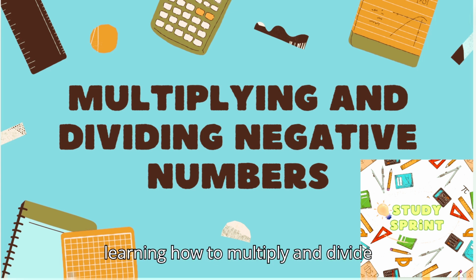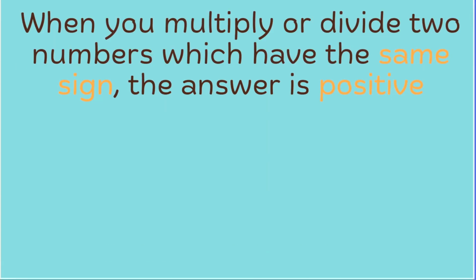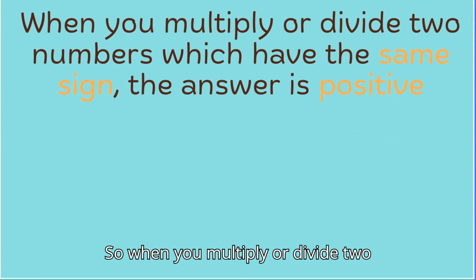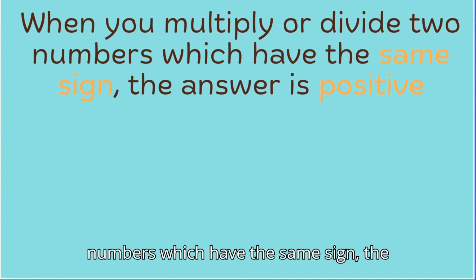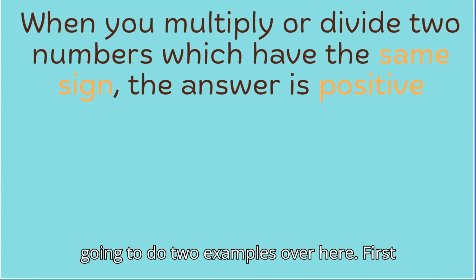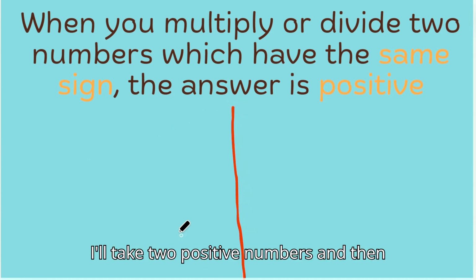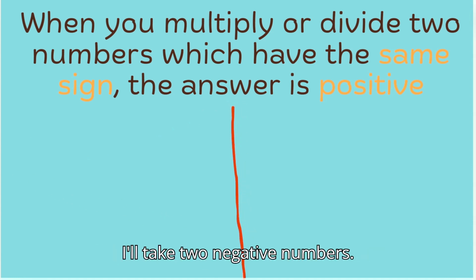Today we are going to be learning how to multiply and divide negative numbers. So when you multiply or divide two numbers which have the same sign, the answer is always positive. So I'm going to do two examples over here. I'll take two positive numbers and then I'll take two negative numbers.